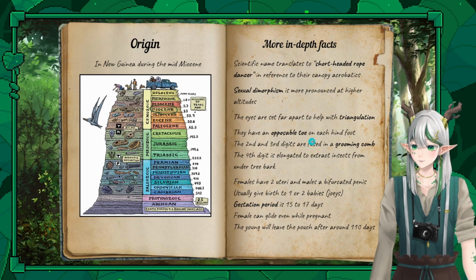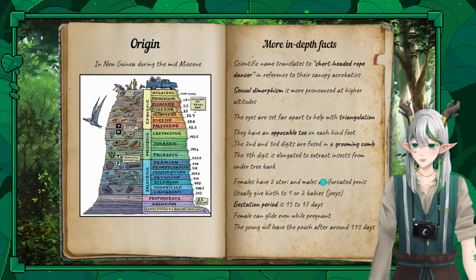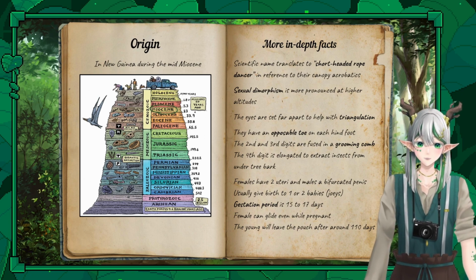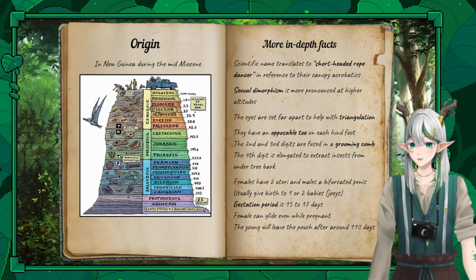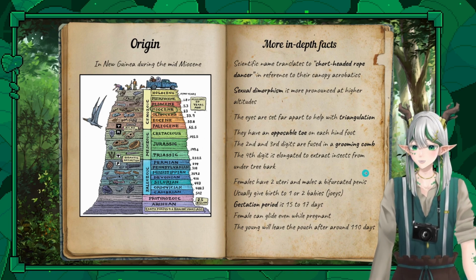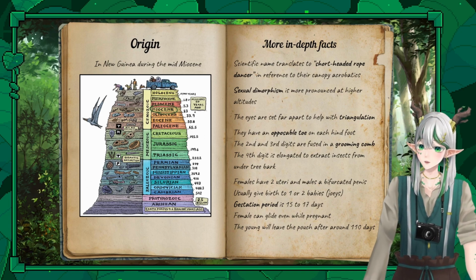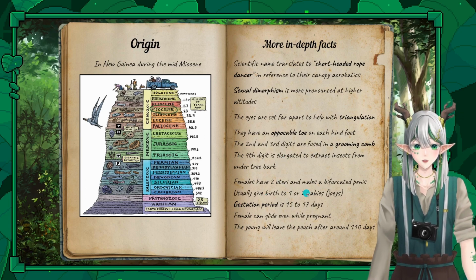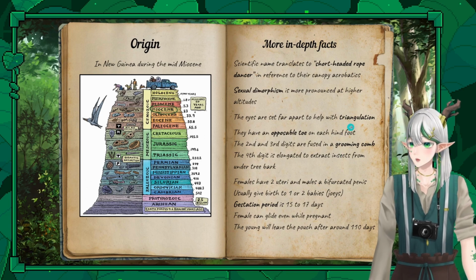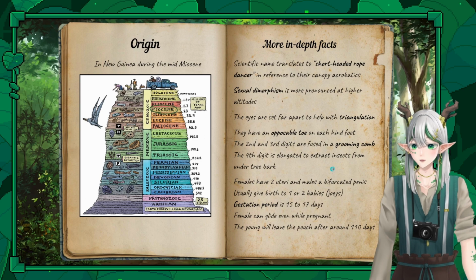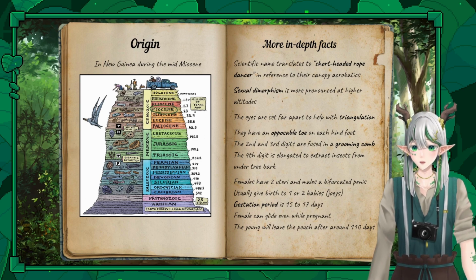And then, spicy information. I hesitated to put that kind of stuff, but it is a thing that comes up when you study animals. Females have 2 uteri and males have a bifurcated penis. Yeah, they're weird like that, it's how it be. Some animals have some pretty weird genital stuff. They usually give birth to 1 or 2 babies, also called joeys, like with kangaroos and stuff. The gestation period is 15 to 17 days, which is not a lot at all, right? But that's pretty normal for marsupials.